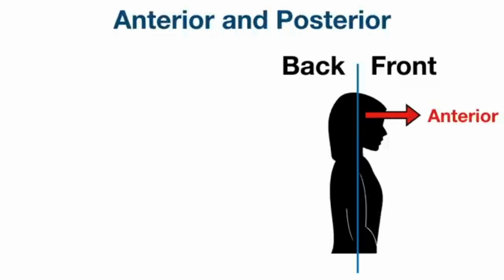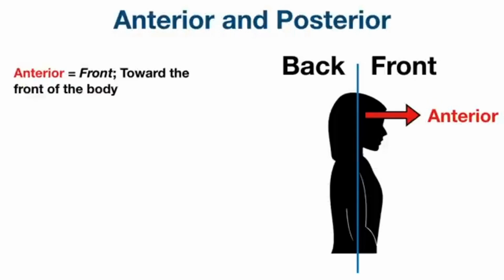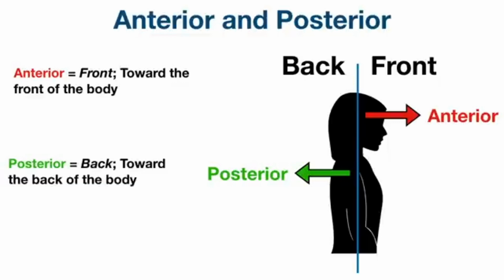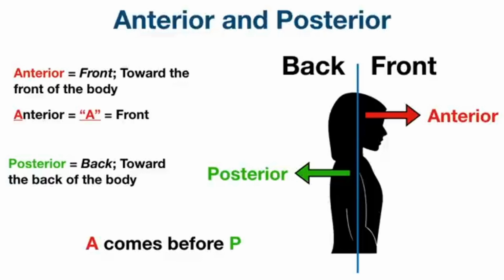If we move toward the front of the body, then we're moving anterior. So anterior describes the front or toward the front of the body. If we move toward the back of the body, then we're moving posterior. So posterior describes the back or toward the back of the body. A comes before P in the alphabet, and this can help you remember anterior is in the front and posterior is in the back. Anterior and posterior also go by different names.